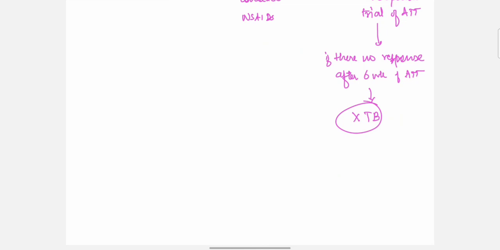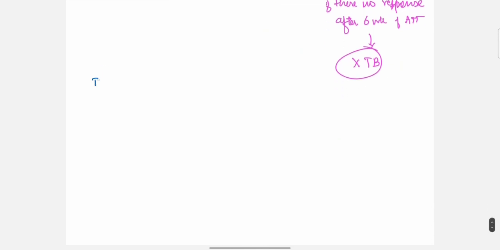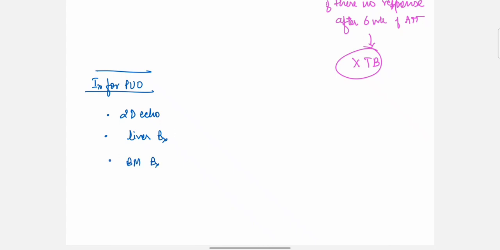One most important thing in this is which investigations for pyrexia of unknown origin should not be done blindly. 2D echo: unless there is a potentially diagnostic clue, 2D echo should not be done. Liver biopsy, bone marrow biopsy, or any invasive procedure like spleen biopsy should not be done.